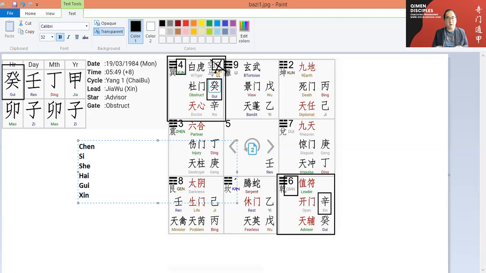And from there, we have to analyze the situation from a different perspective. Okay, so much for understanding this Taisui and this emptiness for Qimen Dunjia.